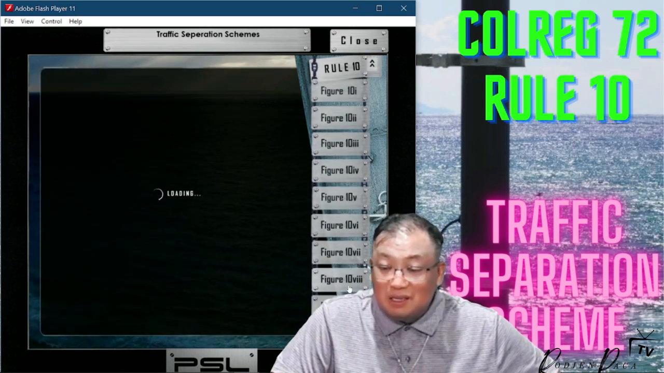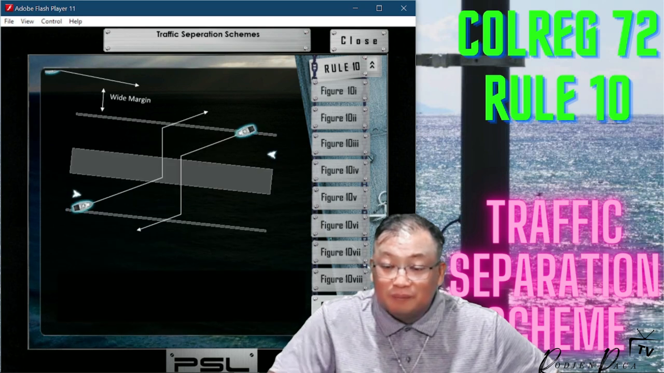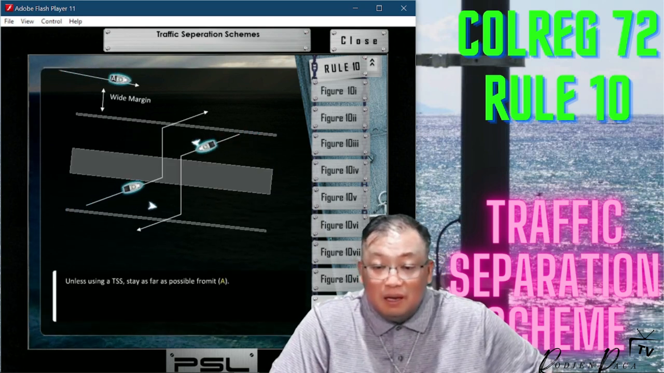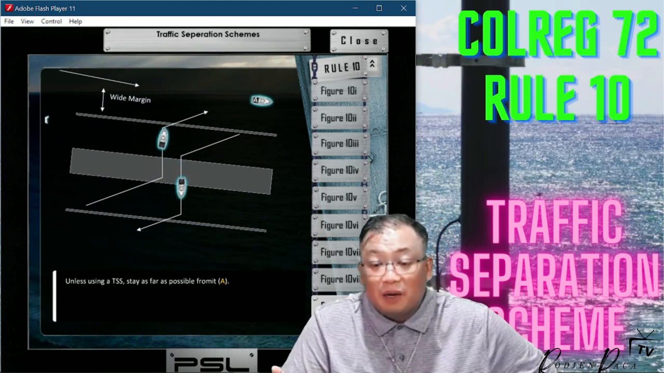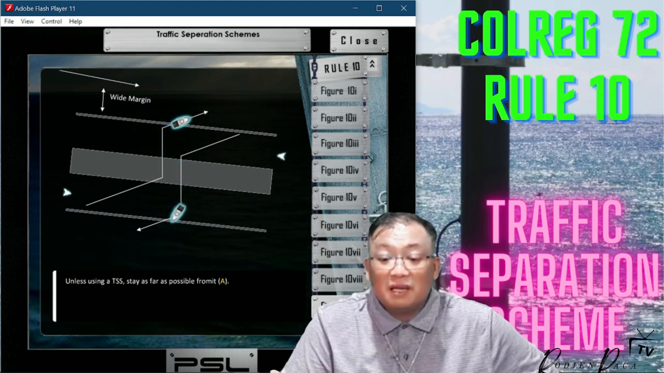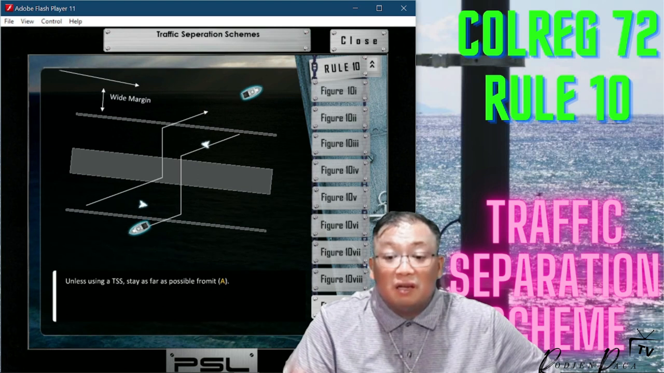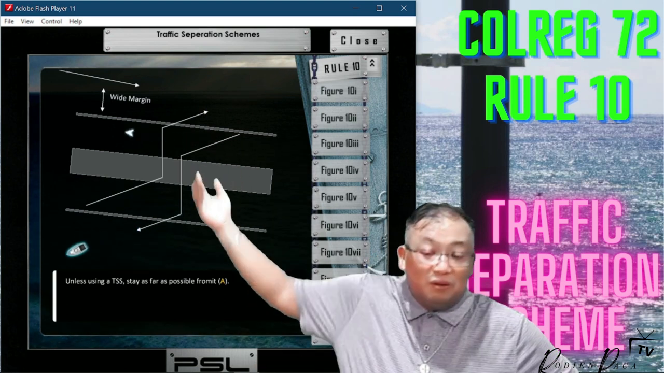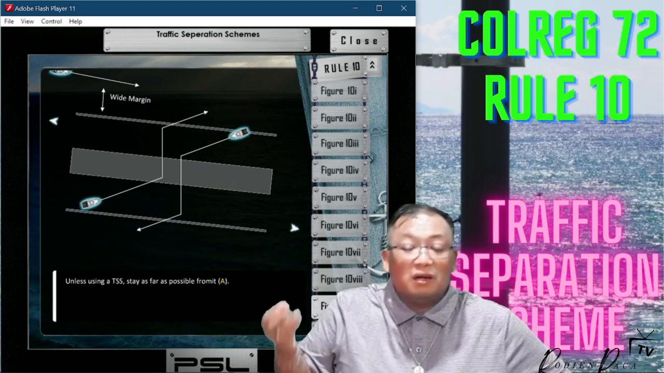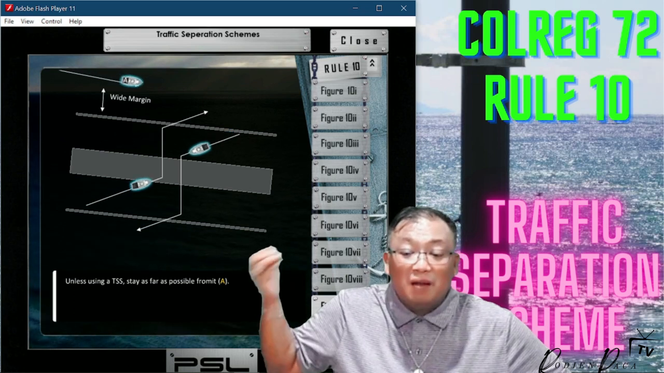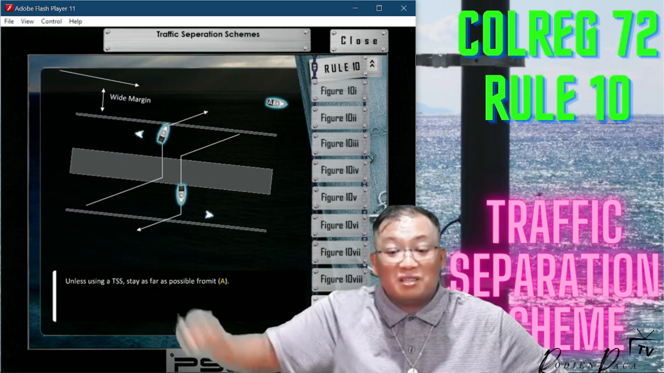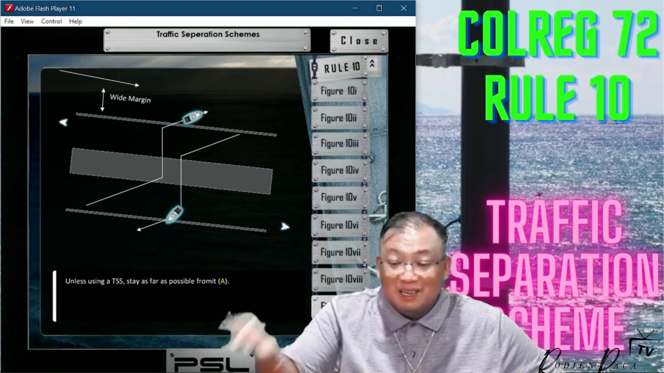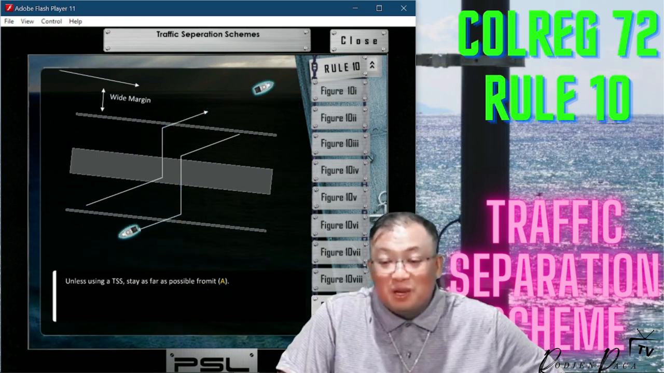Let's again show this one. Unless you are using a traffic separation scheme, vessel A, which is on the top in our animation, shall use a wide margin. You don't have business here, so don't go near us. This is what the animation is all about.